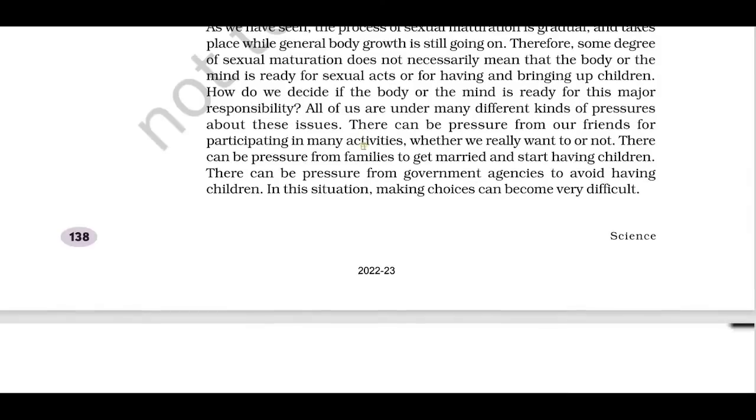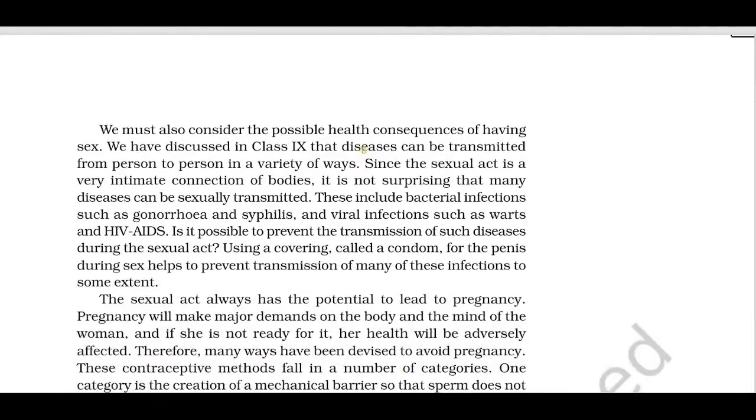So the next important concept, reproductive health. A 1 or 2 mark question you can expect from this concept. The bacterial infections, that is STDs, are gonorrhea and syphilis. The viral infections such as what? Warts and AIDS. You should know the difference between the bacterial infections with examples, and also viral infections with examples. Examples for bacterial infections are gonorrhea and syphilis. It is related only to the sexually transmitted diseases. Examples for viral infections are warts and HIV/AIDS.